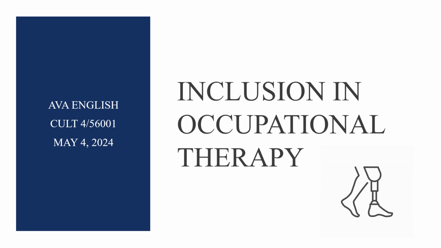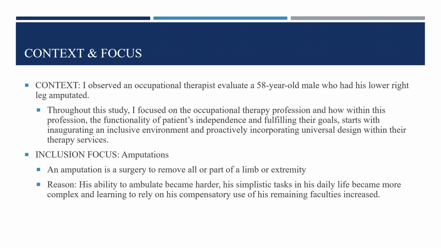My name is Ava English, and for this study, I focused on inclusion in an occupational therapy setting. I observed an occupational therapist evaluate a 58-year-old male who had his lower right leg amputated. Throughout this study, I focused on the occupational therapy profession and how within this profession, the functionality of patients' independence in fulfilling their goals starts with inaugurating an inclusive environment and proactively incorporating universal design within their therapy services.